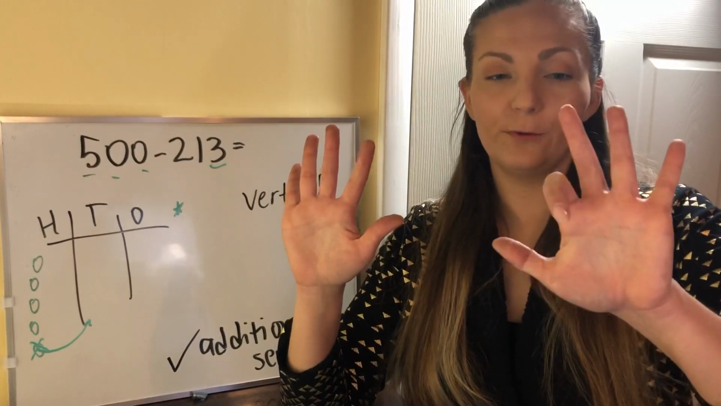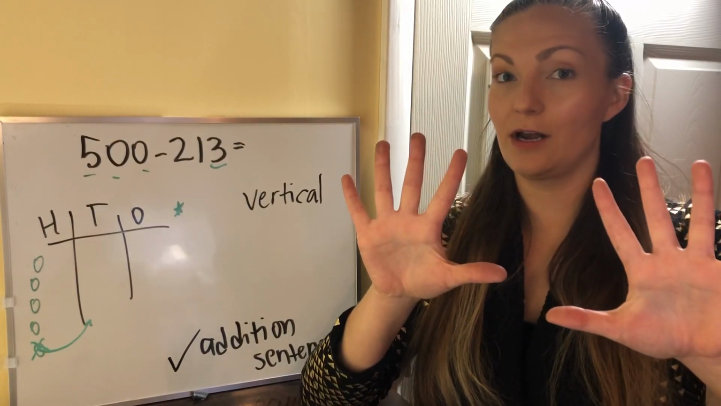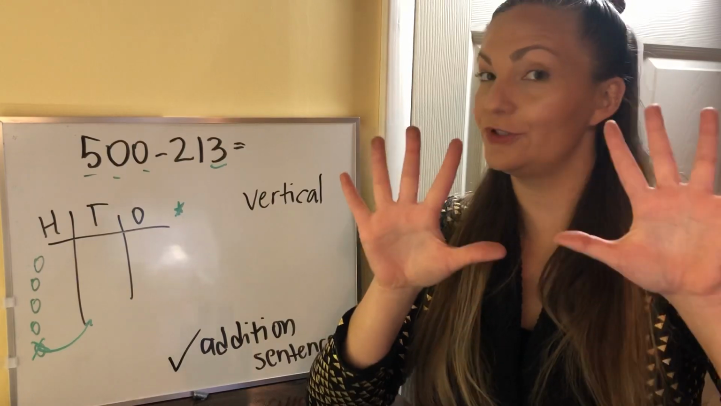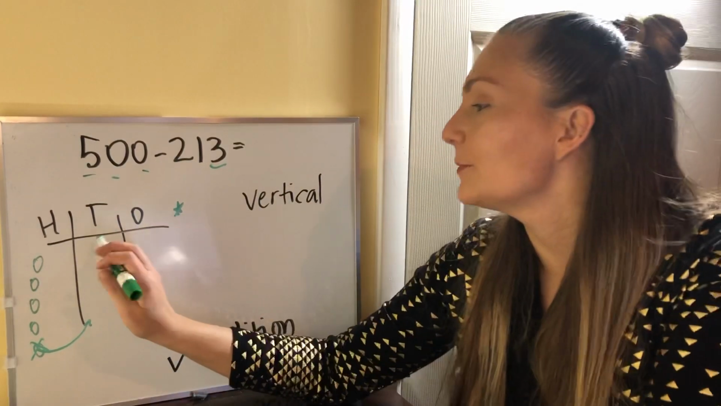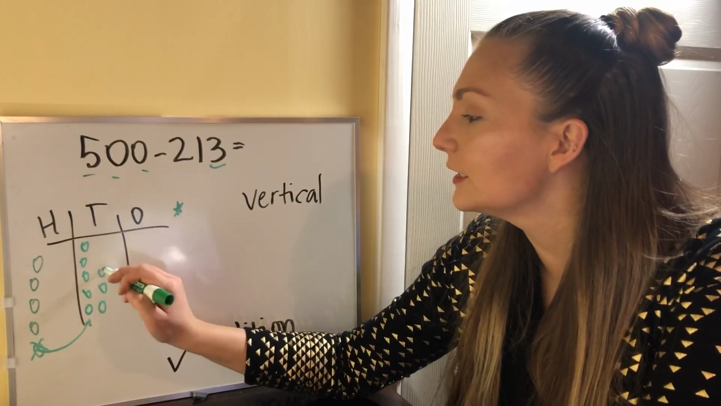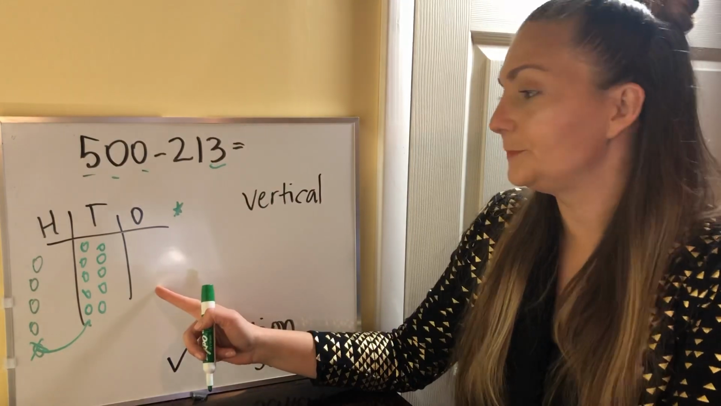10, 20, 30, 40, 50, 60, 70, 80, 90, 100. How many tens in 100? Say 10. Say it. There's 10. So we're going to make 10. 1, 2, 3, 4, 5, 6, 7, 8, 9, 10. All right. Can we take away the 3 ones now?